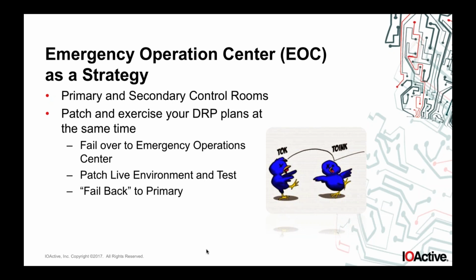You'll have primary and secondary control rooms. So what you do is you have your primary site, and you don't patch any systems yet. Exercise your disaster recovery plan, or DRP: fail over to your secondary site, your emergency operations center. Once you're up and running in the emergency operations center, patch the original primary environment, test it out, make sure everything works okay, and then fail back to your primary. The last step is to patch the emergency operations center. That way, you get to exercise your disaster recovery plans, and you get to manage your patch strategy. And if all else goes wrong, you are operational on your secondary site, and you can fix the primary before you actually have an impact from the patches.